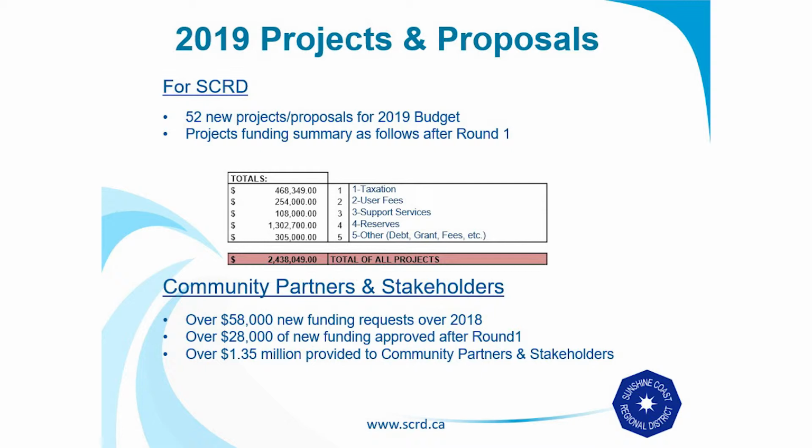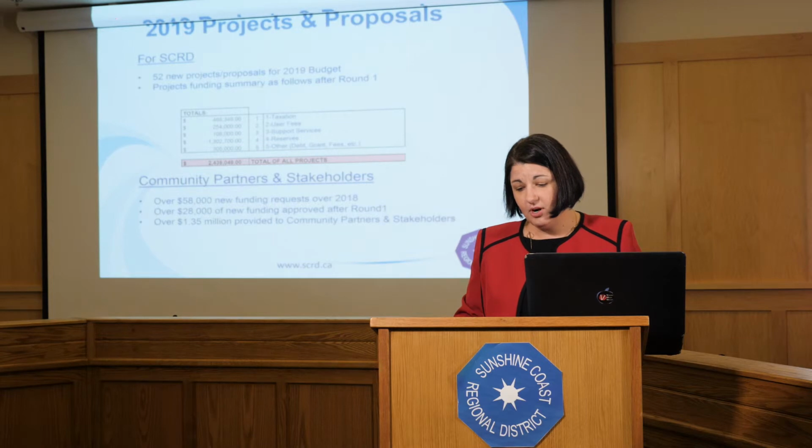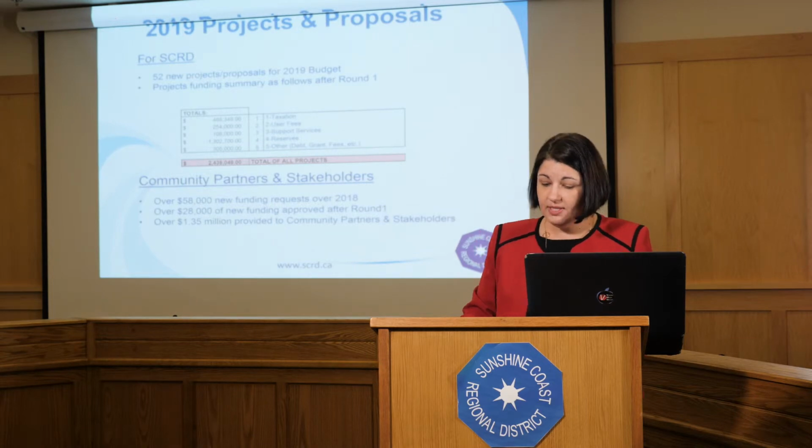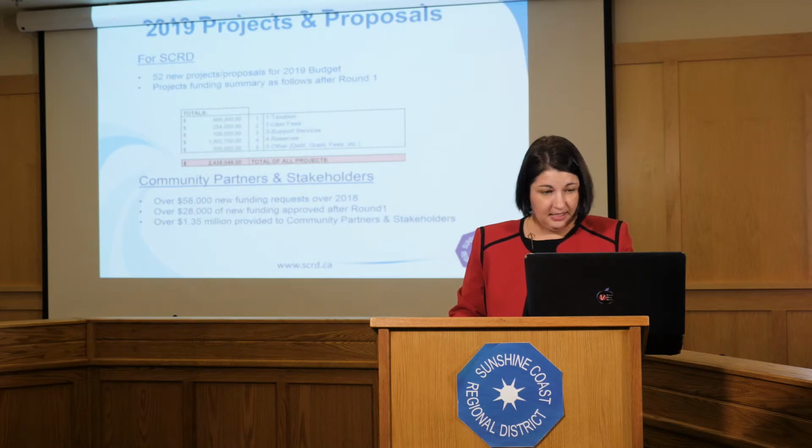We also had our community partners and stakeholders come forward with $58,000 of new funding requests over 2018, with over $28,000 being approved during the round one budget. The SCRD provides over $1.35 million to community partners and stakeholders. Those include our libraries, our museums, our youth programs, our community schools. And again, a lot of our member municipalities participate in these services.